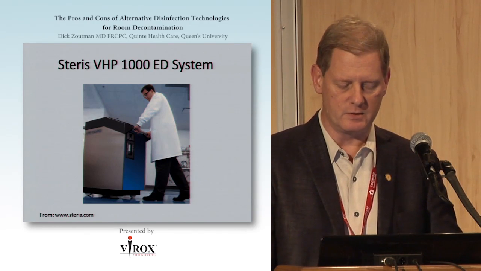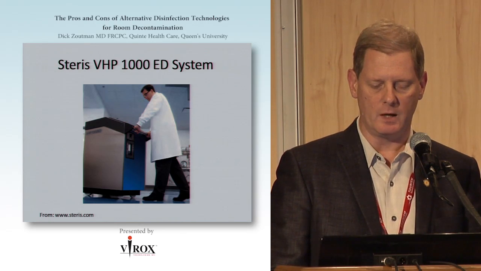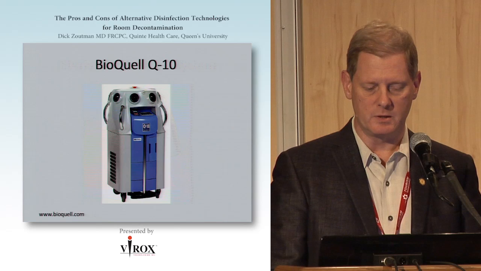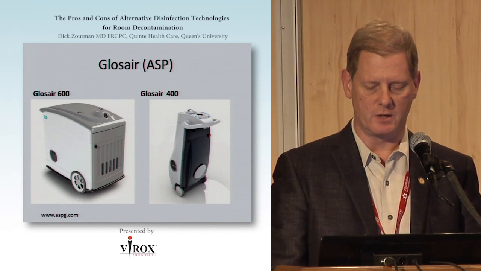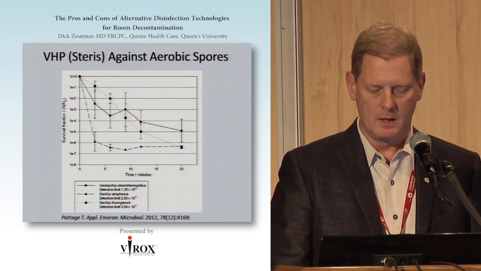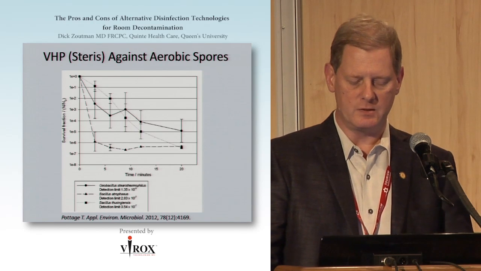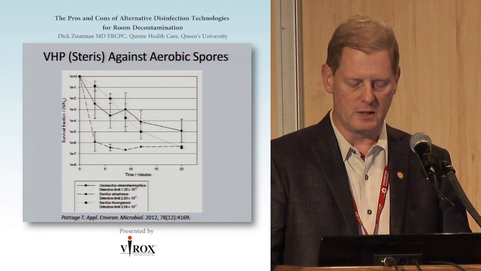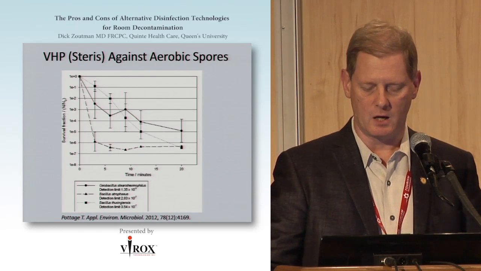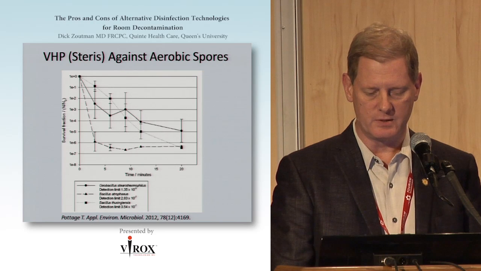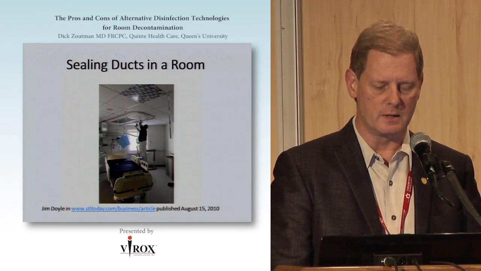Just a few pictures of the instrumentation taken from the industry websites. Here's the Steris VHP 1000 ED system, the Bioquell Q10, and the Glossair systems, the 600 and the 400 models. The Steris system, the VHP activity against the typical spores of Geobacillus and others is quite profound. It has a 5 to 6 log reduction in the laboratory setting. Didn't see any data regarding C. difficile, of course, against this organism.